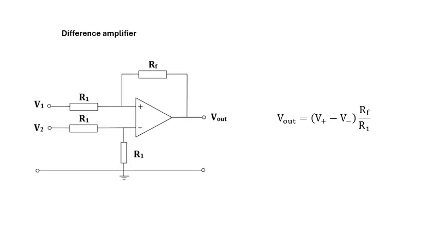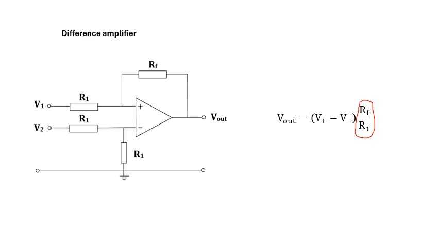This is called a difference amplifier, and this amplifies the difference between V1 and V2, but the gain is RF over R1. So it's not like a comparator. The open loop gain of a comparator was like infinite. Here, the gain is RF over R1. And it amplifies the difference between V1 and V2.